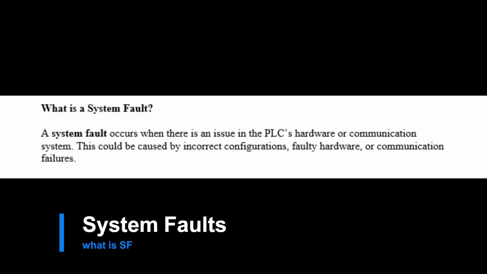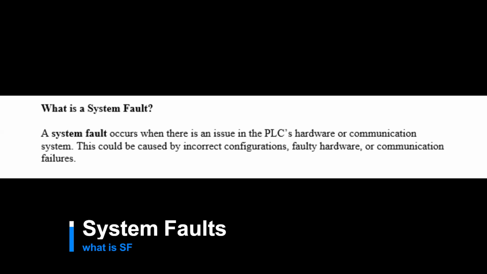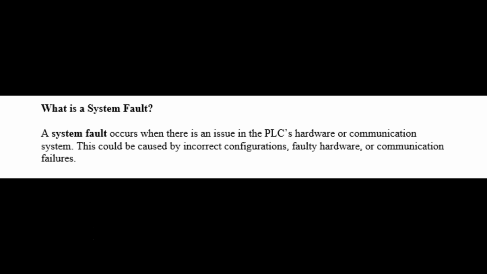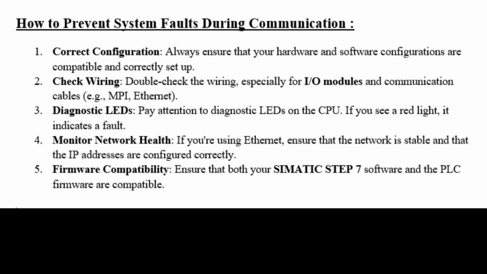A system fault occurs when there is an issue in the PLC's hardware or communication system. This could be caused by incorrect configurations, faulty hardware, or communication failures. Common causes of system faults: incorrect wiring, incorrect CPU settings, and many more. How to prevent system faults during communication? Take a screenshot for future help.